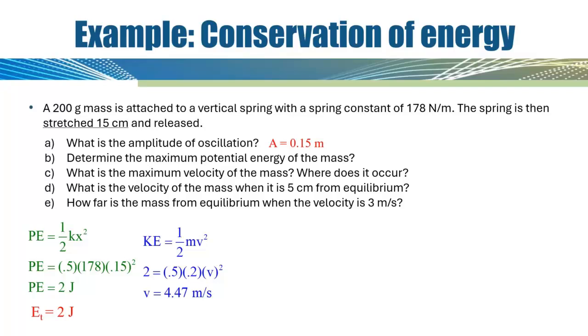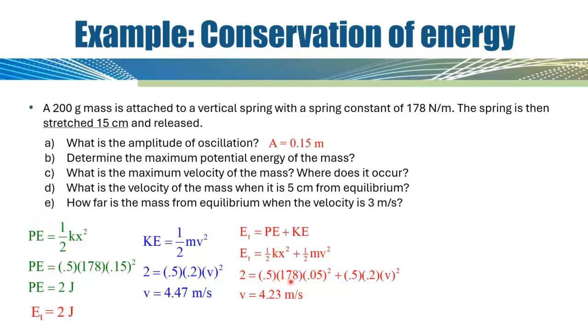Letter D, what is the velocity of the mass when it is 5 centimeters from equilibrium? So at part D, I am not at an end point, I'm not at equilibrium, so now I'm going to use the concept of conservation of energy, that we know that the total energy is going to be equal to the sum of the potential plus the kinetic. The potential is 1/2 kx squared, kinetic 1/2 mv squared, and we know that the total energy is 2 joules. So where am I? I'm 5 centimeters from equilibrium. So I do have a little bit of potential.